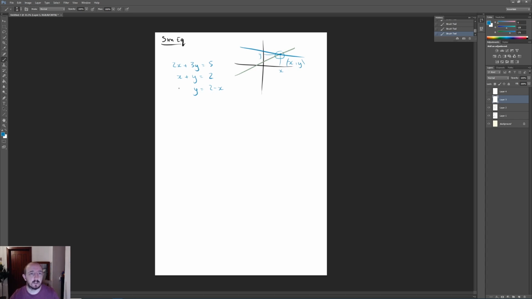So y equals 2 minus x, we can actually substitute that into the first equation and replace the y with 2 minus x and solve that. So 2x plus 6 minus 3x equals 5. Rearrange that and we get x equals 6 minus 5, which is 1. So y equals 2 minus x, 2 minus 1 is also 1. So the solution to this would be x comma y is 1 comma 1.